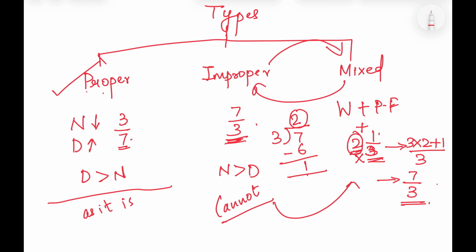Just vice versa. Here we divide and here we are doing, in division we do subtraction. Here we do multiplication and addition. So this is how we convert improper to mixed and mixed to improper.